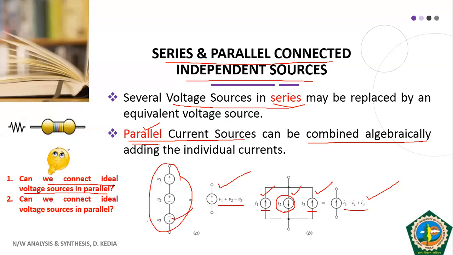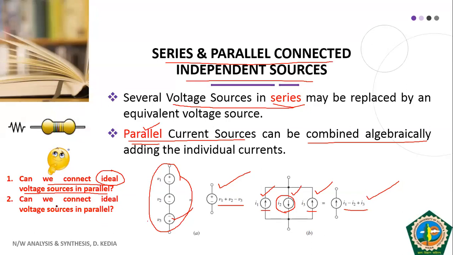Yes, sir. So in parallel the voltage will always be the same, but keep in mind the word ideal. The ideal voltage sources can be connected in parallel if and only if they possess the same values. So 5 volt in parallel, because their ideal voltage value will not change. So you can connect only those ideal voltage sources in parallel which possess the same value.